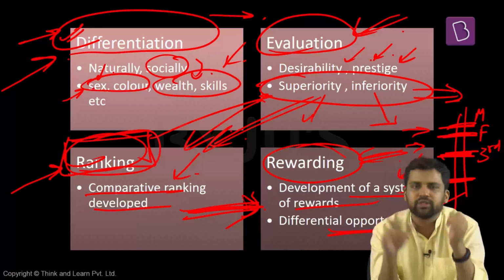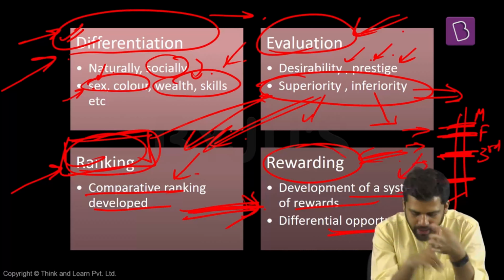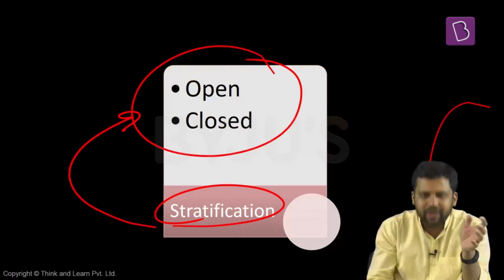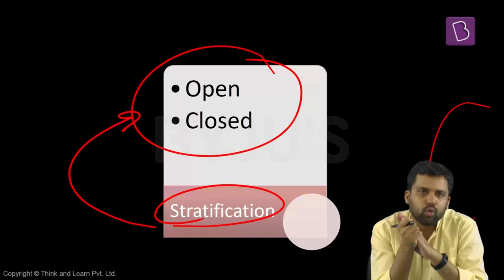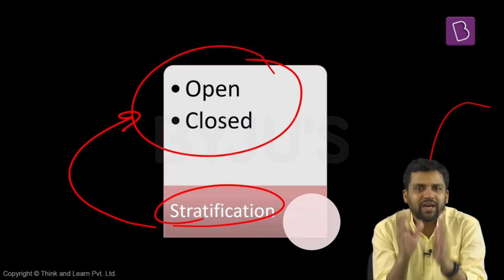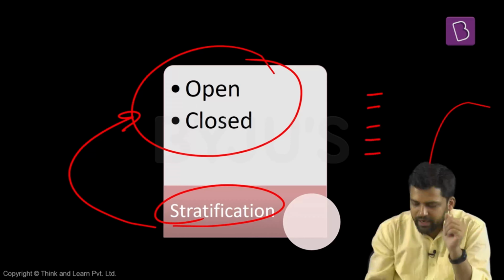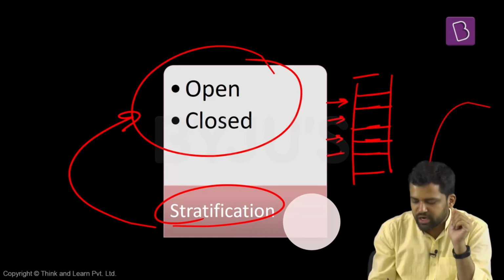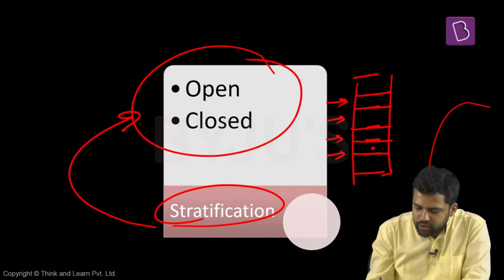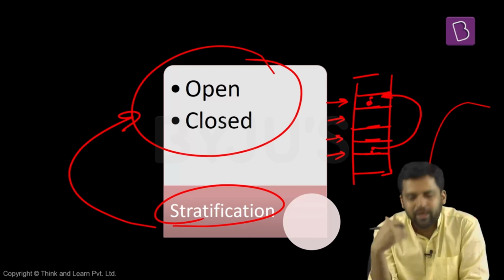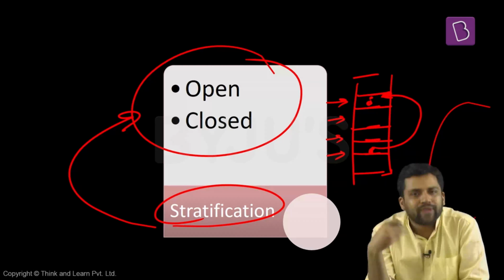It involves 4 sub-processes: differentiation, evaluation, ranking, and rewarding. Now, the stratification system that we have developed can be an open system, it can be a closed system. Now, what is an open system? An open system of stratification is one in which there is mobility. For example, let's say this is the stratification system. These are the different strata here. In an open system, an individual who is here in the hierarchy can move here. So it permits mobility of an individual from here to here. So that kind of system is an open system.